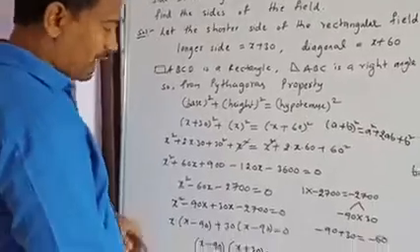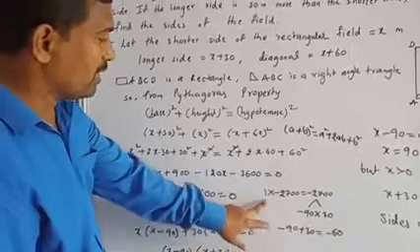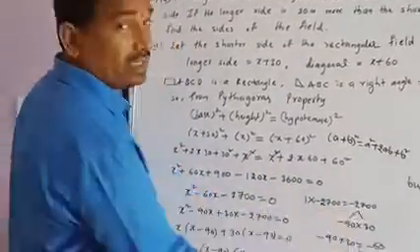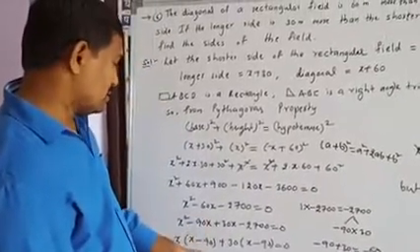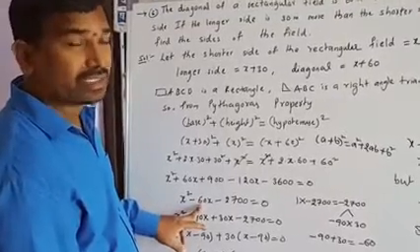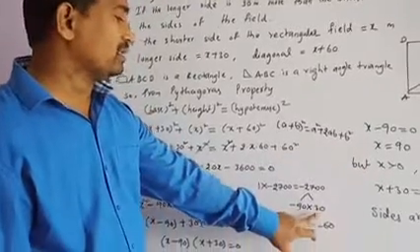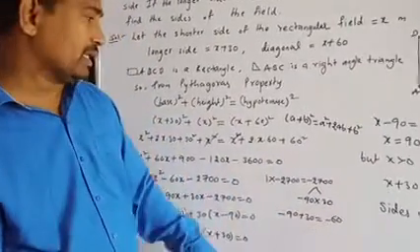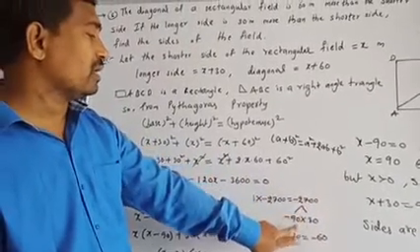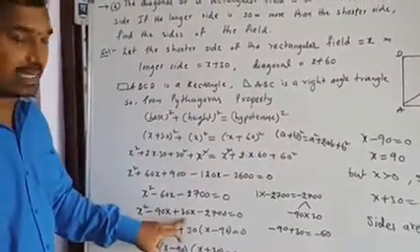Now let us find the factors. What is the x square coefficient? 1. The constant is minus 2700, so 1 into minus 2700. Select factors of 2700 whose sum should be minus 60. If 2 zeros are there, take the number 27. The factors of 27 are 9 and 3, 9 times 3 is 27. So take 90 and 30: minus 90 into 30, minus 90 plus 30 is minus 60. So minus 60x can be written as minus 90x plus 30x.